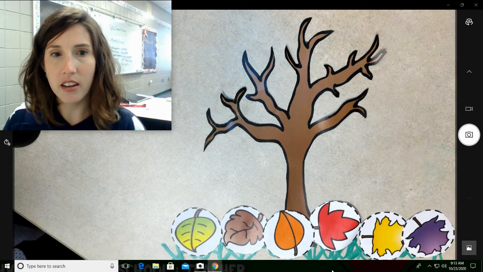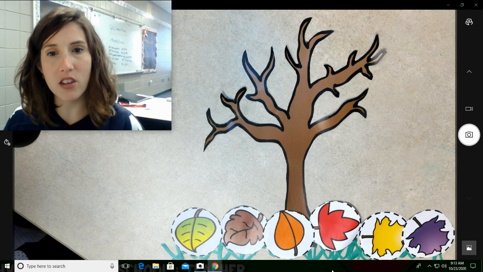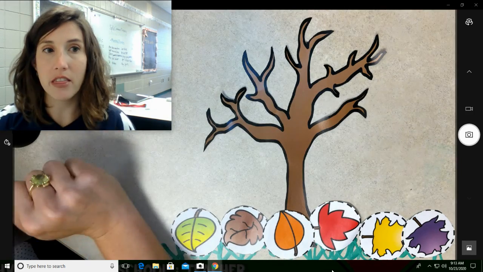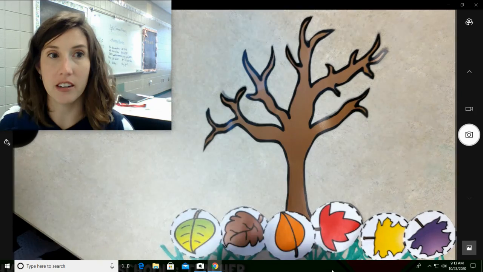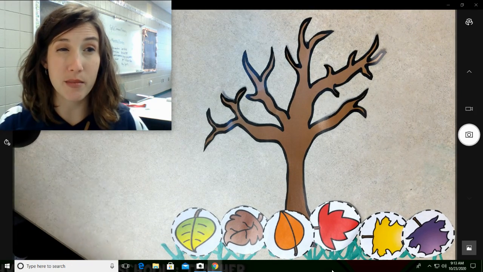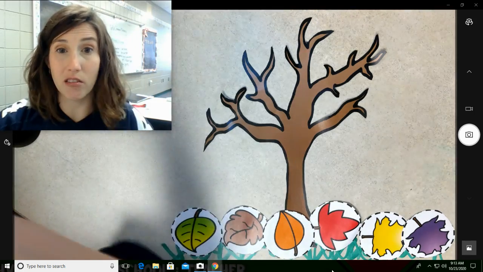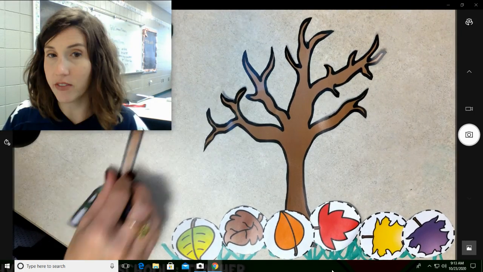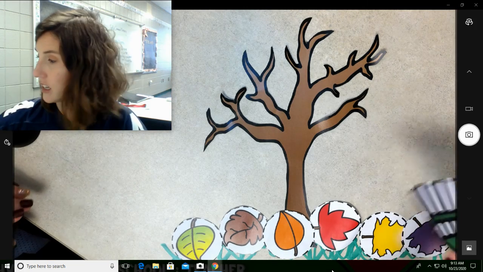Look! There are no more leaves on my tree. There are 0 leaves on the tree. They're all under the tree on the ground. Now, sometimes that means that we have to get our rakes out. See the rake? And we have to rake up our leaves.